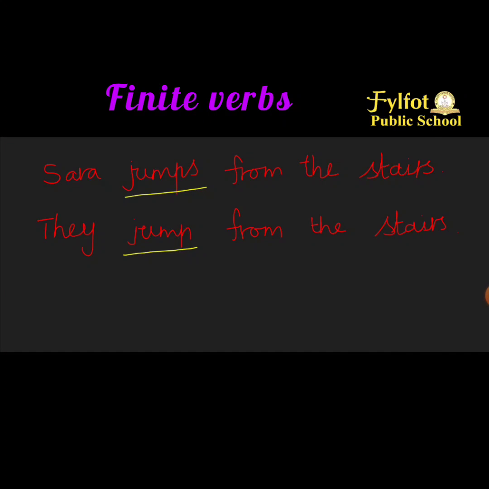In these two sentences, the base verb jump portrays a tense. What tense? It is present tense. The subject is Sarah, singular, and in the other sentence, they, plural. So the verb agrees with the subject.